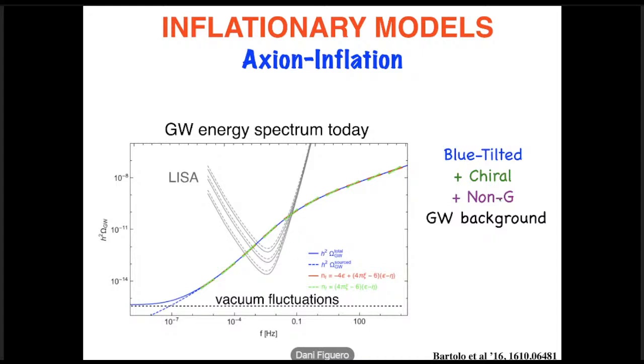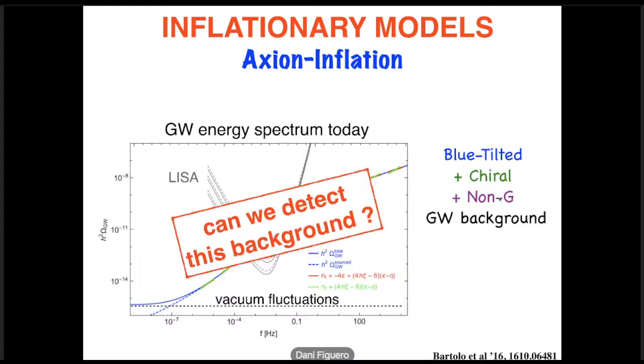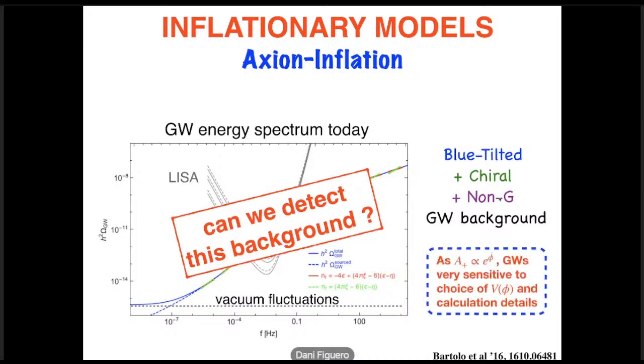And then it's very interesting to ask the question, can we really detect this background of gravitational waves and hence measure properties of axion inflation? And the answer to that question depends, of course, very sensitively on the details of the excitation of the gauge fields. The excitation is exponential in the velocity, so essentially you need to capture that very well, which means the spectrum of gravitational waves is extremely sensitive to the choice of potential and to the details of your calculation.